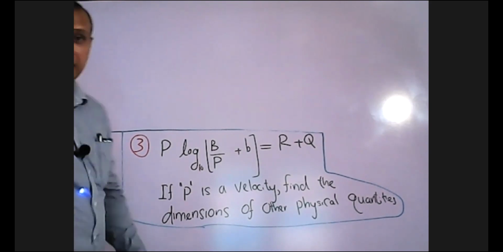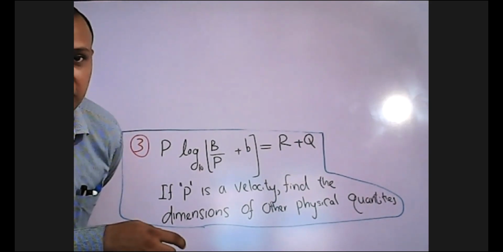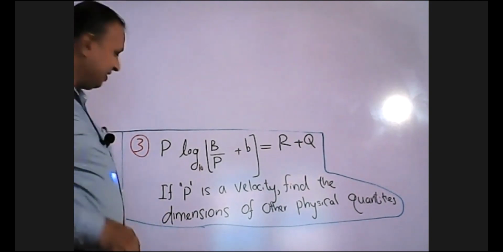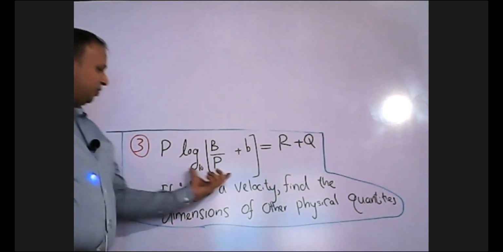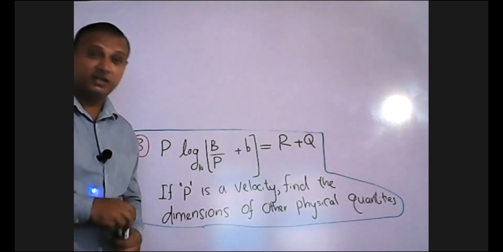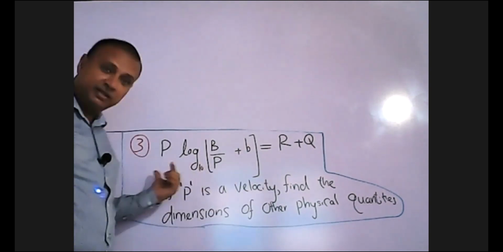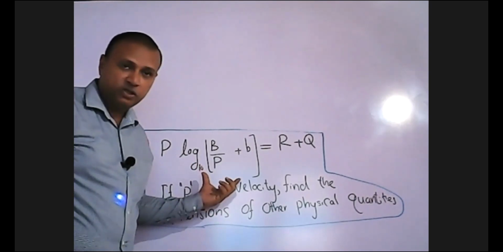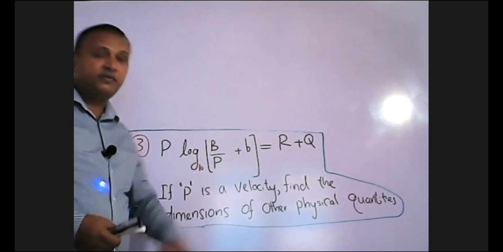Okay, everyone, I will explain. Look at this. You know this one is a logarithm function. But in this case, the logarithm function is multiplied by another physical quantity. A logarithm function is just a number. So a number is multiplied by a physical quantity.